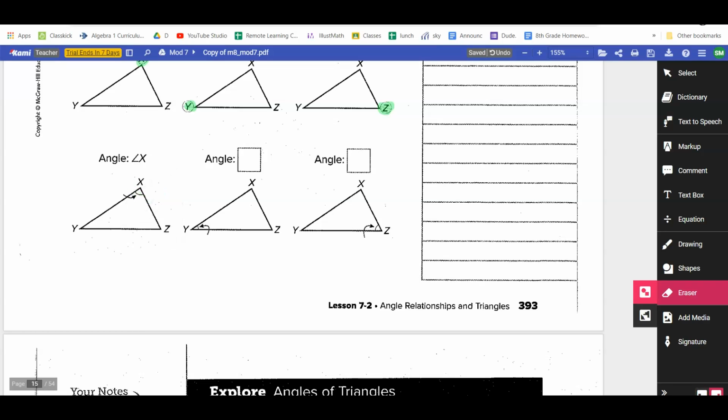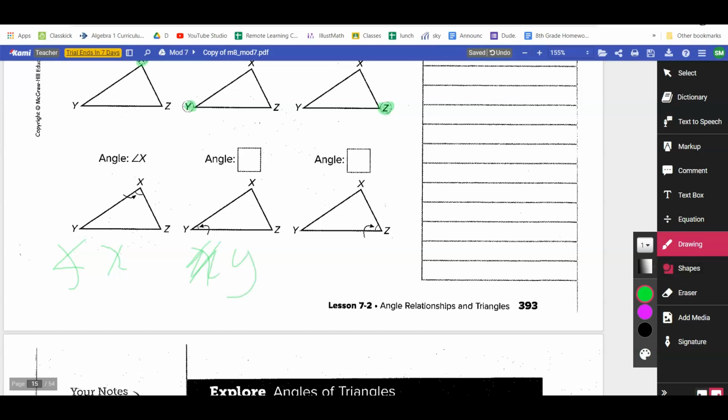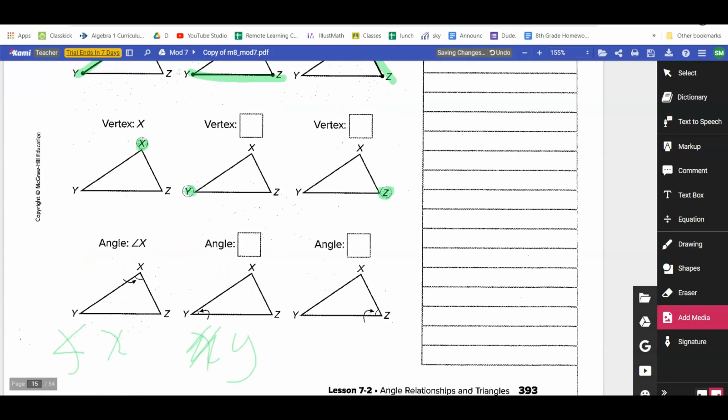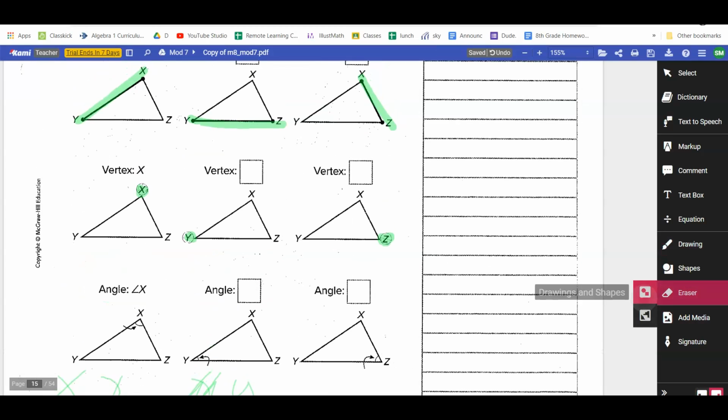Okay. Angle X. Angle Y. Oh my gosh. A bit of dyslexia kicking in right now. Nope. Erase it. Erase it.